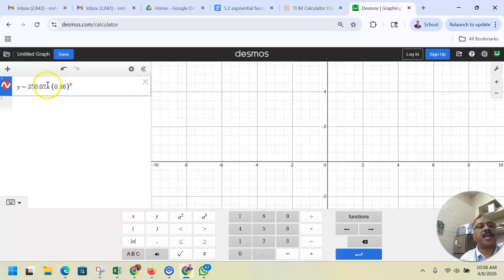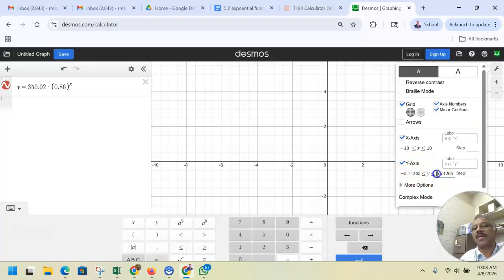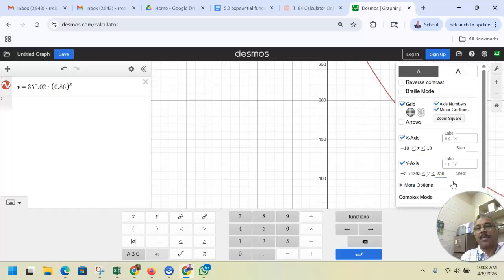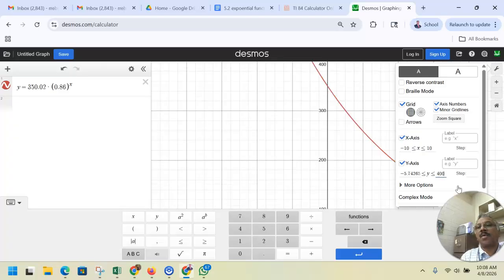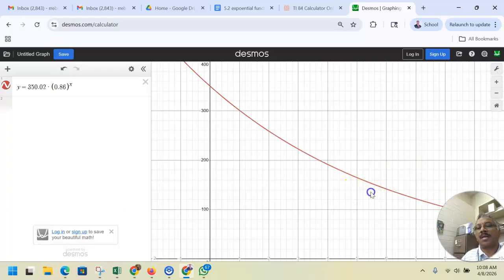So all you have to do is, because this 350 is a big number, change the window here. You can see the y-axis minimum and maximum. Instead of 5, there is a 350, so maybe I want to write 200, maybe 250, or maybe 400 to see more of the graph. We don't want too much negative, so maybe I'll put -2. And you can see how beautiful the graph is here.